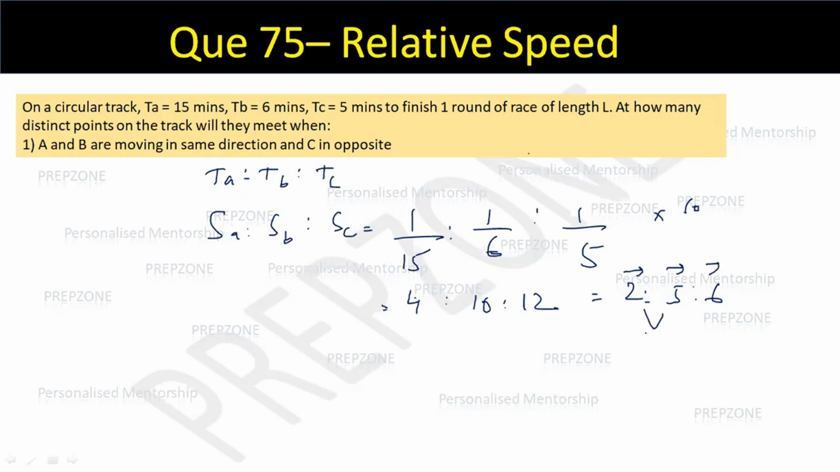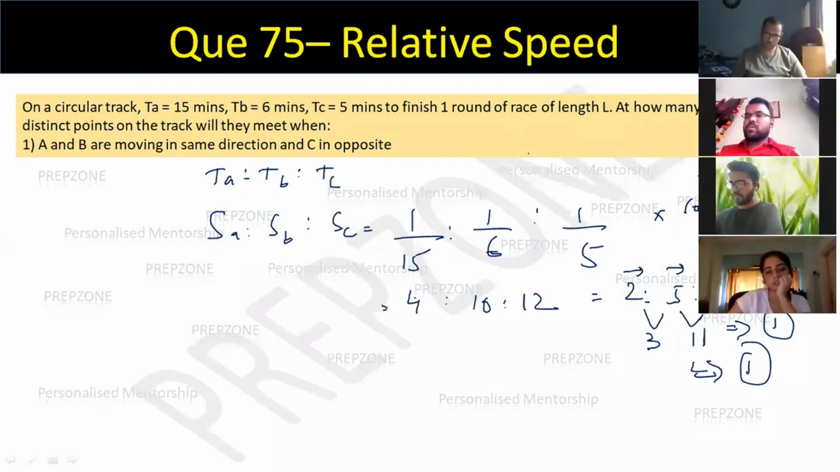Sir, 2 and A and B will meet 3 times, and 5 and 6 once. So what's the answer? 1. And now if C moves in the reverse direction, then 11 times. Then the answer will be 1. Very good. It became very simple, right everyone?